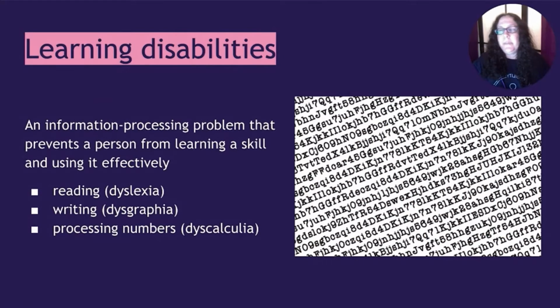Learning disabilities. These are an information processing problem that prevents a person from learning a skill and using it effectively. So we often see this as a reading, writing, or number processing disability. Previously, these were referred to as dyslexia, dysgraphia, dyscalculia. They are now technically referred to as learning disabilities in the areas of reading, writing, processing numbers. And in some parts of the world, they may be called intellectual disabilities or processing disabilities. But it is important to note that these are not related to or indicative of a person's intelligence.